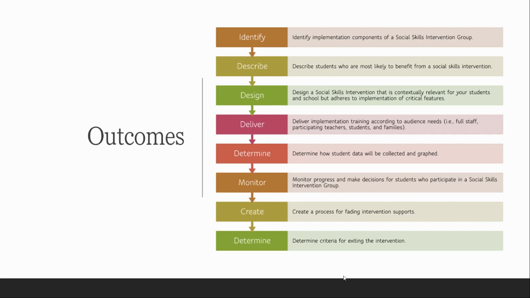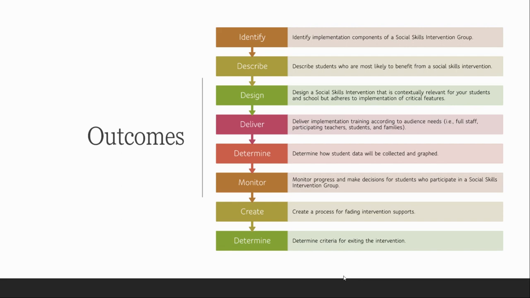After this video, you will understand how to identify implementation components of a social skills intervention group. You will be able to describe students who are most likely to benefit from a social skills intervention group. You will know how to design a social skills intervention that is contextually relevant for your students and school, but still adheres to the implementation of those critical features of social skills intervention groups.